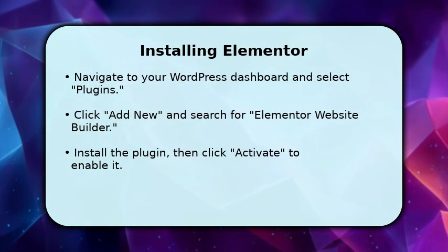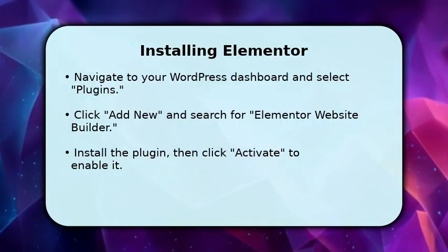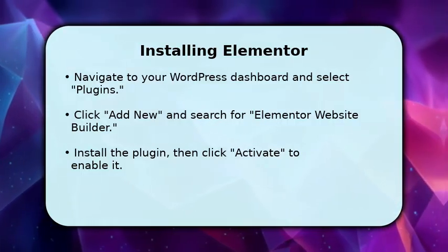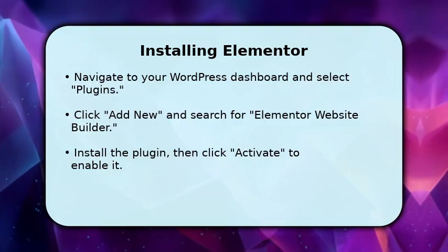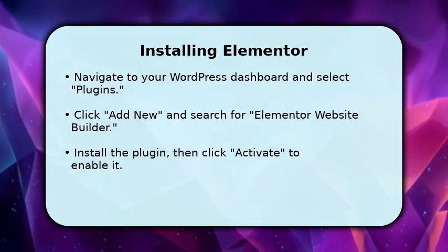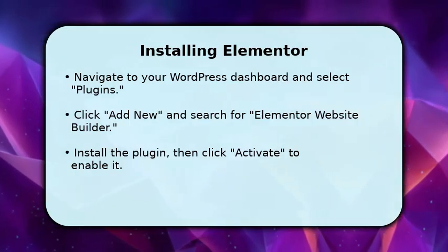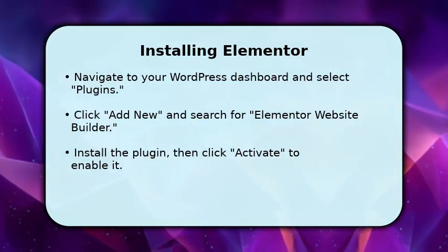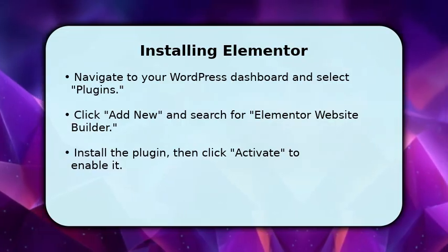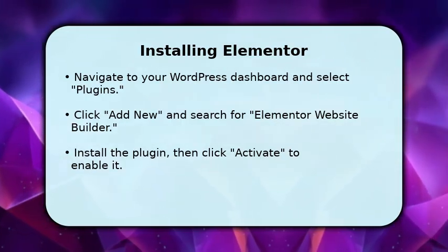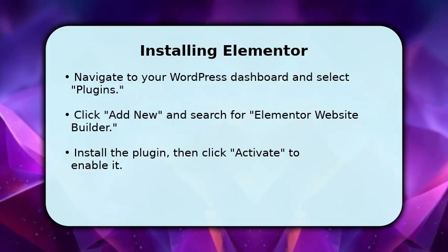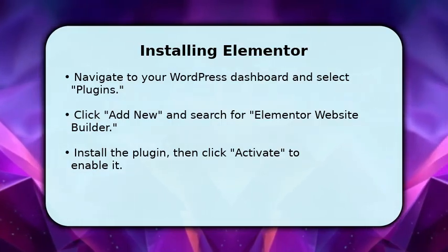To begin, log into your WordPress dashboard and find the Plugins section. Click on Add New and use the search bar to find Elementor Website Builder. Once located, simply click Install Now and then activate the plugin. This process takes less than 1 minute. After activation, you'll see the Elementor option available when you create new pages or posts, ready for your design work.